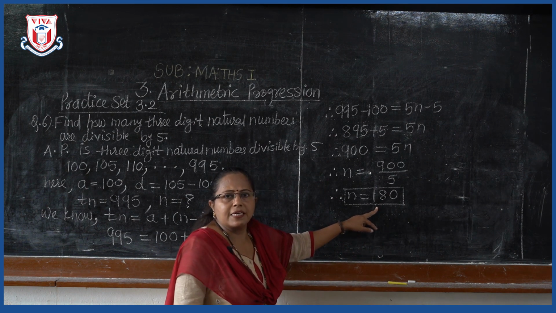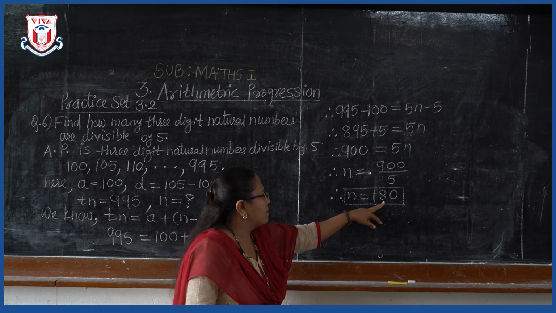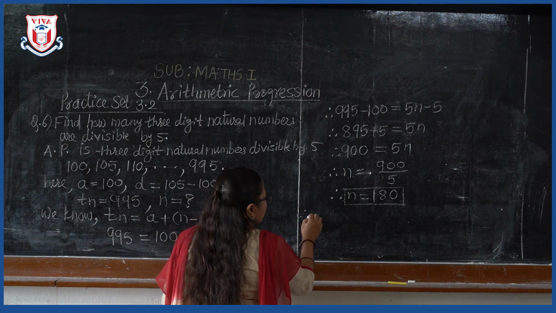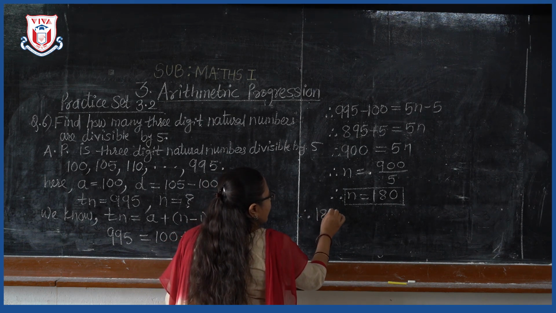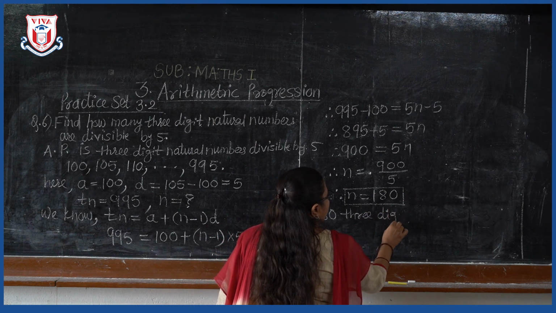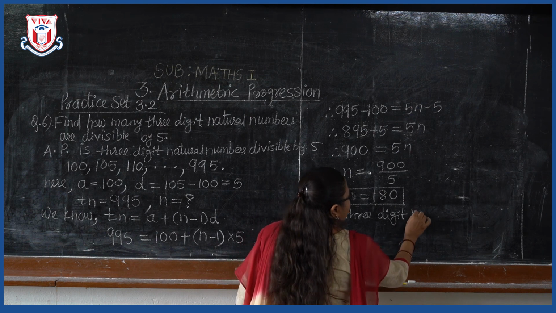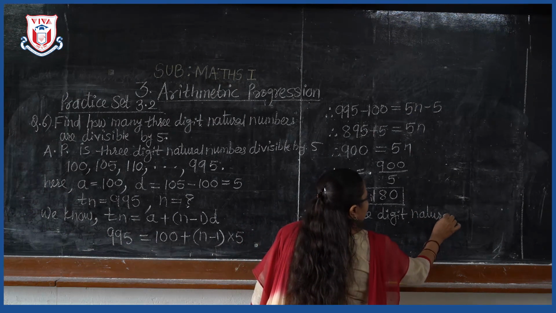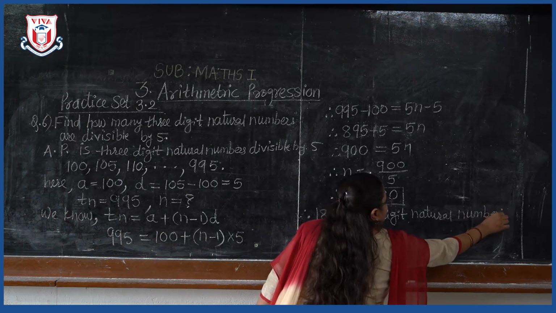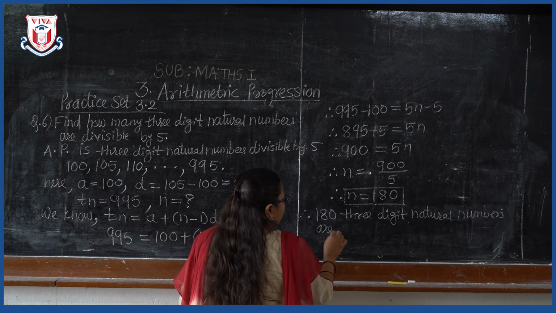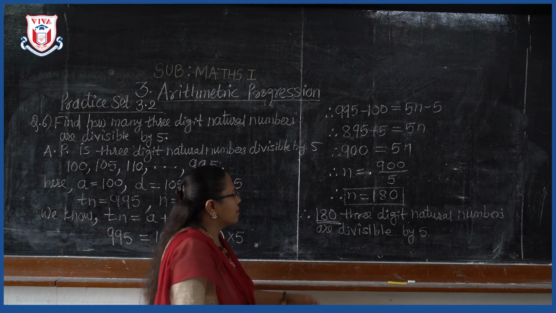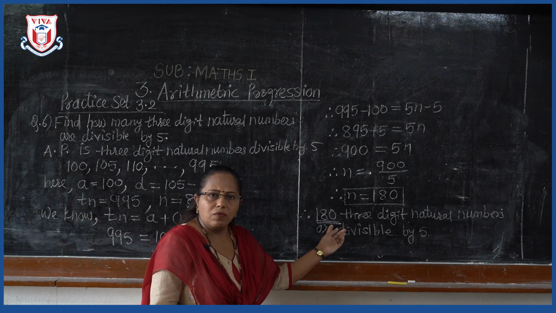So how many 3-digit natural numbers are divisible by 5? 180. So write the answer. Therefore 180 3-digit natural numbers are divisible by 5. So 180 is the answer. Followed how we solved the question?